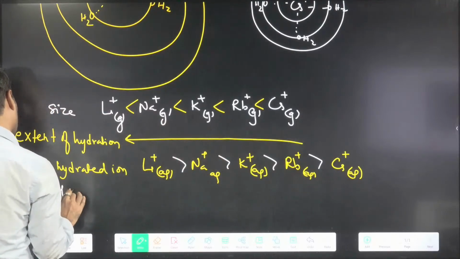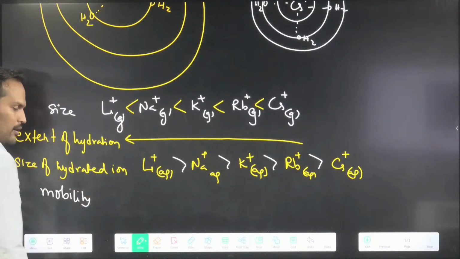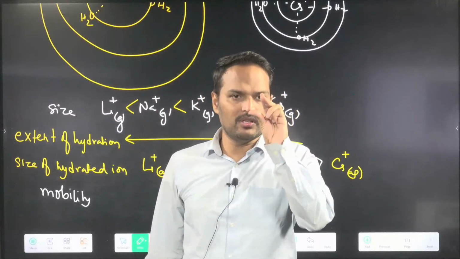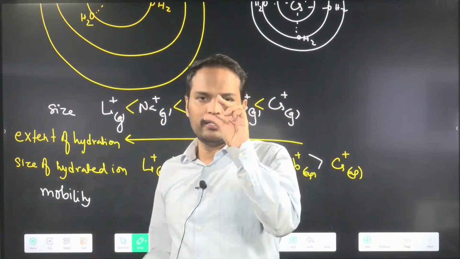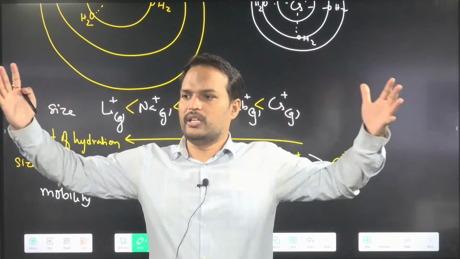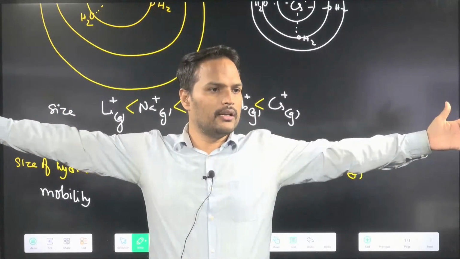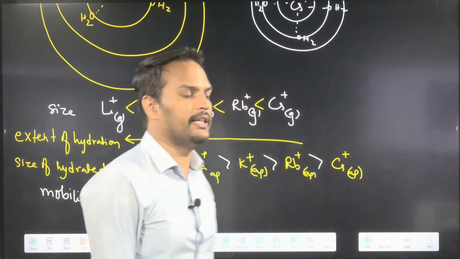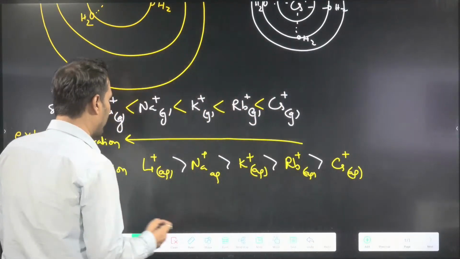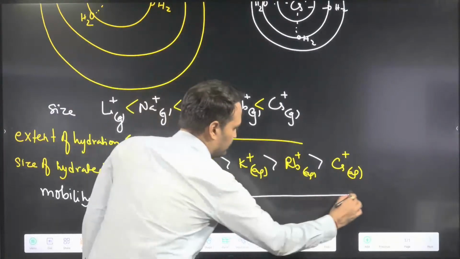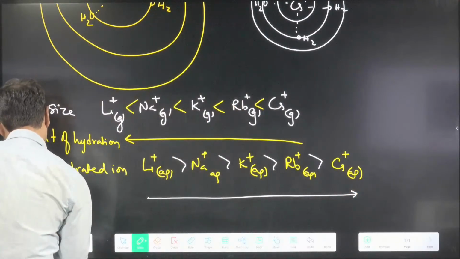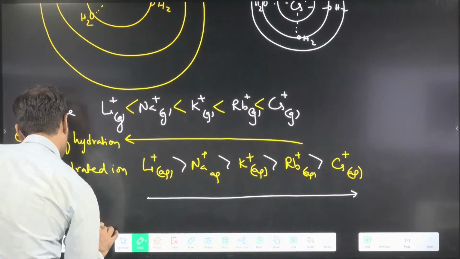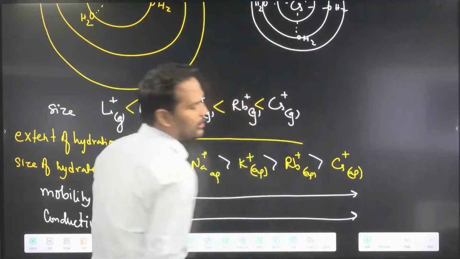Then they will ask you about mobility. Mobility means movement. Now think like this: gaseous lithium was small, then hydration took place and it becomes big. Then its mobility is less. Mobility means movement, and movement is less. If movement is less, what will happen to conductivity? Conductivity will also be less.